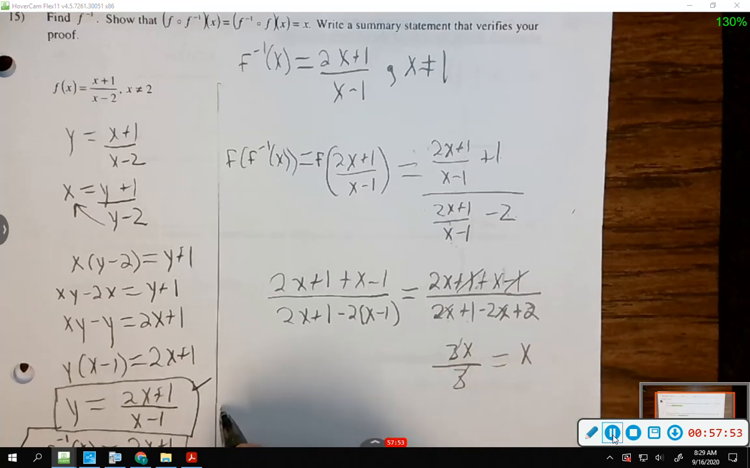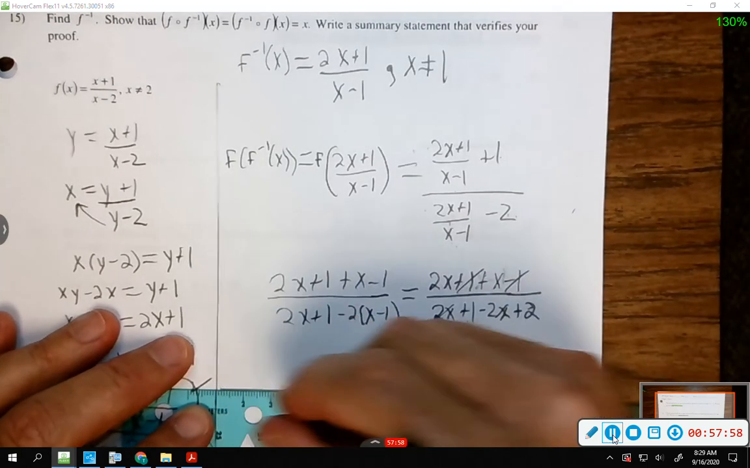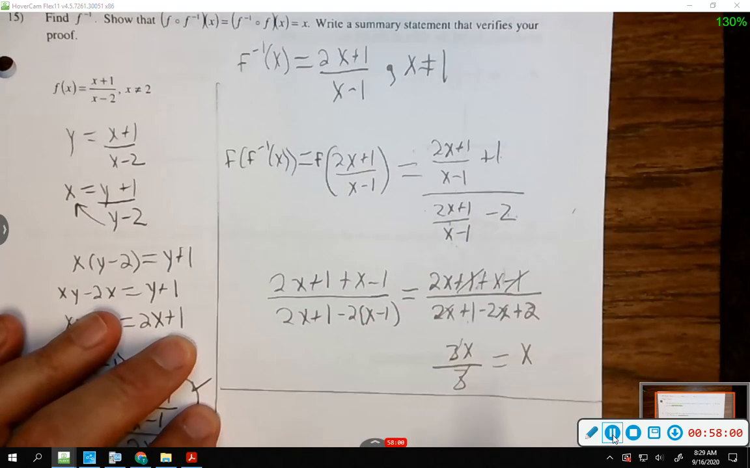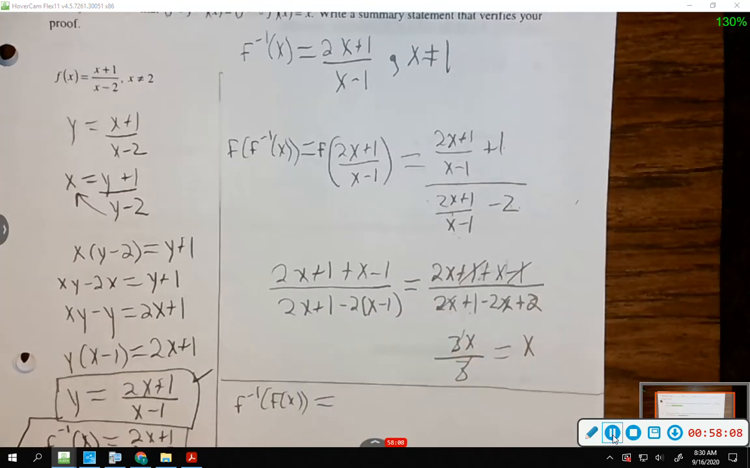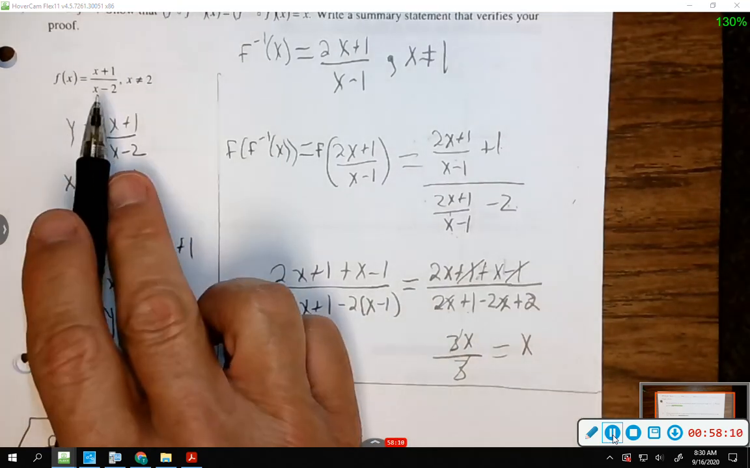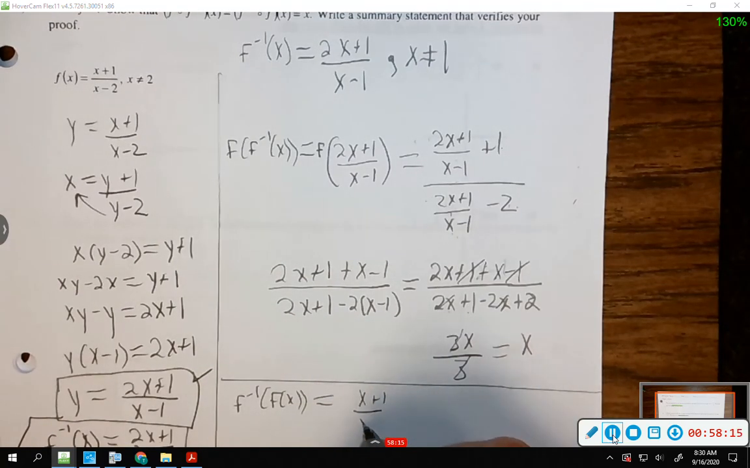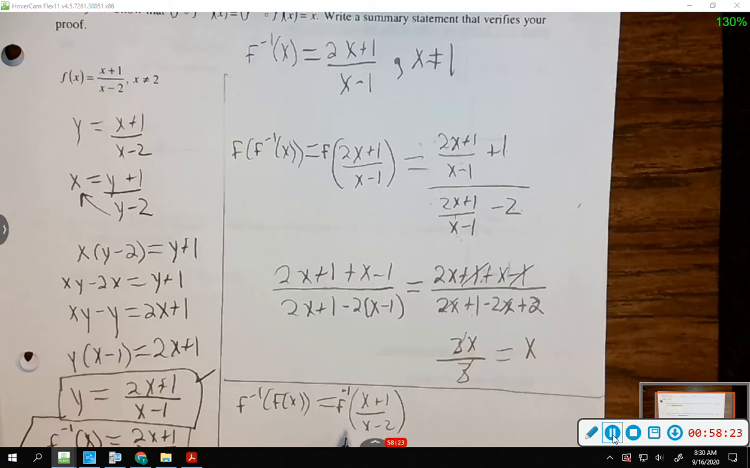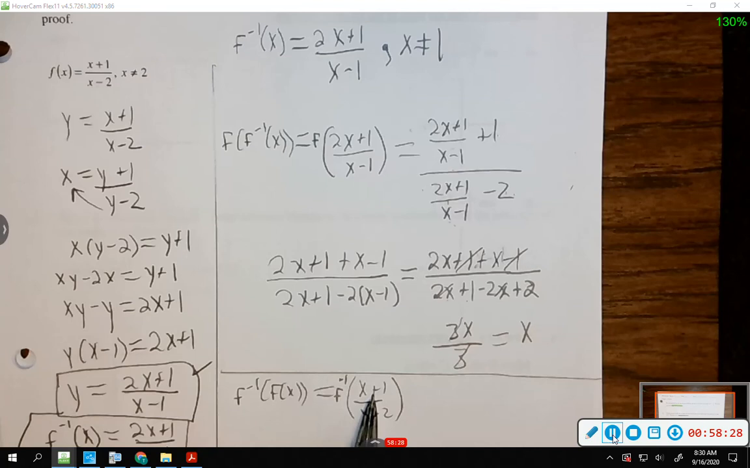Now, let's process it the other direction. Here it is. f inverse of f of x. Take x, plug it into the f function. This comes out. x plus 1 over x minus 2 comes out. And now that is going into my inverse. And you have to be clear about which direction this goes. Be detailed in your work. This is going into my inverse function both here and here.